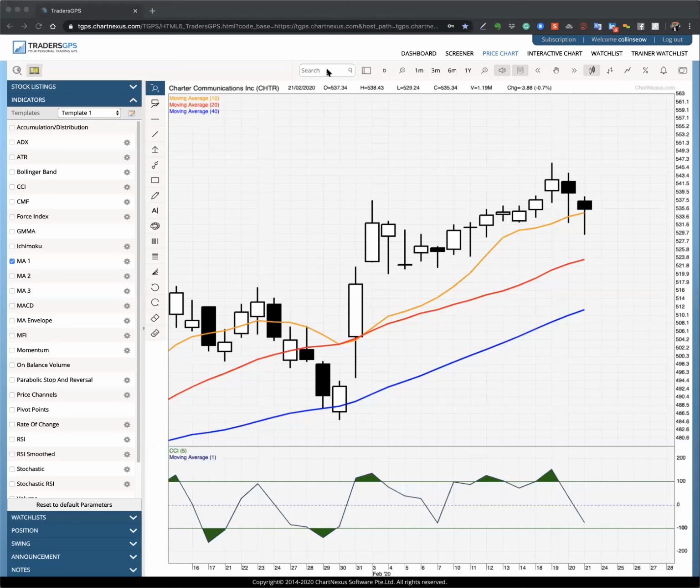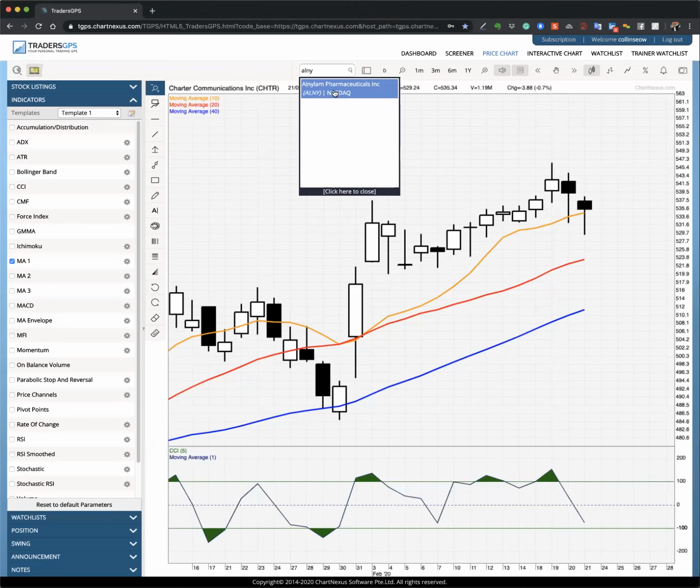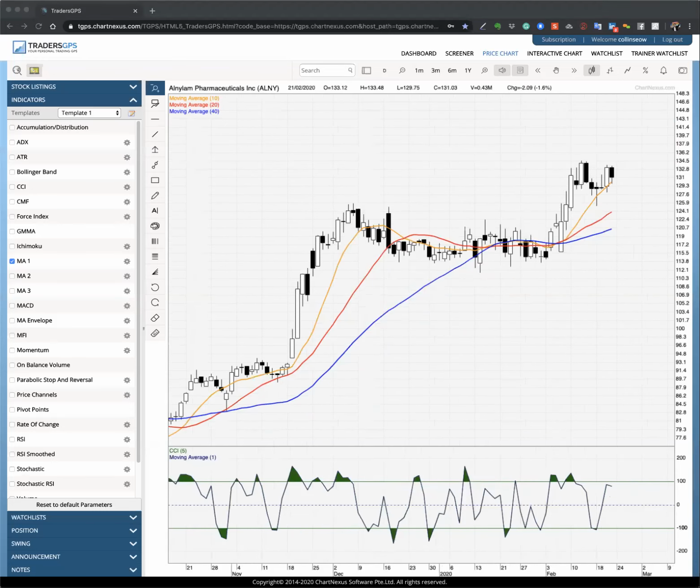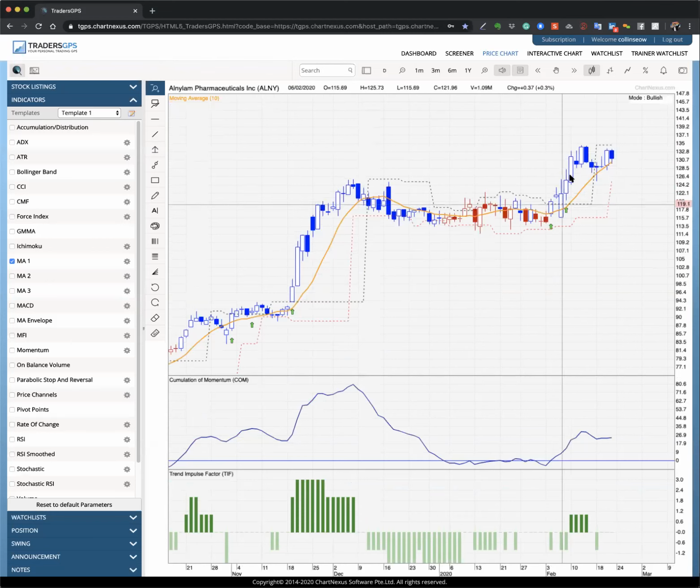This is just a review. These are the stocks we have mentioned prior to today. The only new stock today is BMRN. So these are stocks that we have mentioned previously.